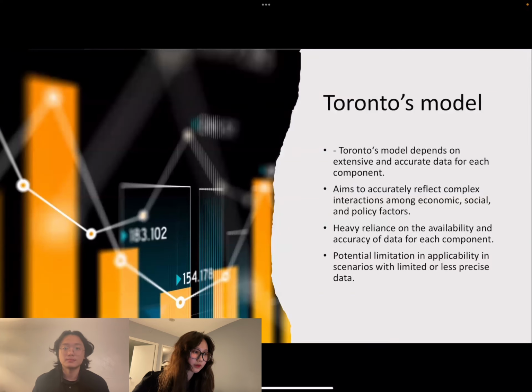The limitation: Toronto's model might require extensive and accurate data for each component to accurately reflect the complex interaction among economic, social, and policy factors, relying heavily on the availability and accuracy of data for each component. That may cause limits in its applicability.